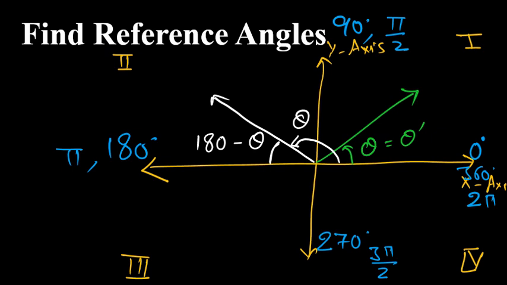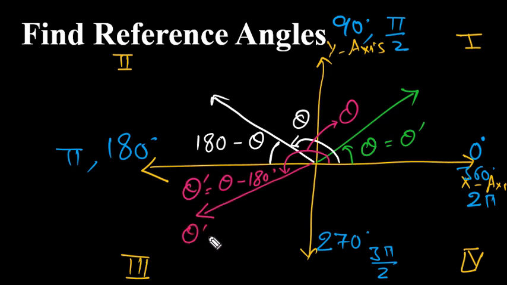Now the third one: let's say you have a terminal side here and it makes an angle theta here. Let me write it down, because this is for this angle theta. Theta prime in this case will be equal to theta minus 180. So for example, if theta is 240, then 240 minus 180 will give you 60 degrees. So theta prime will be 60 degrees.